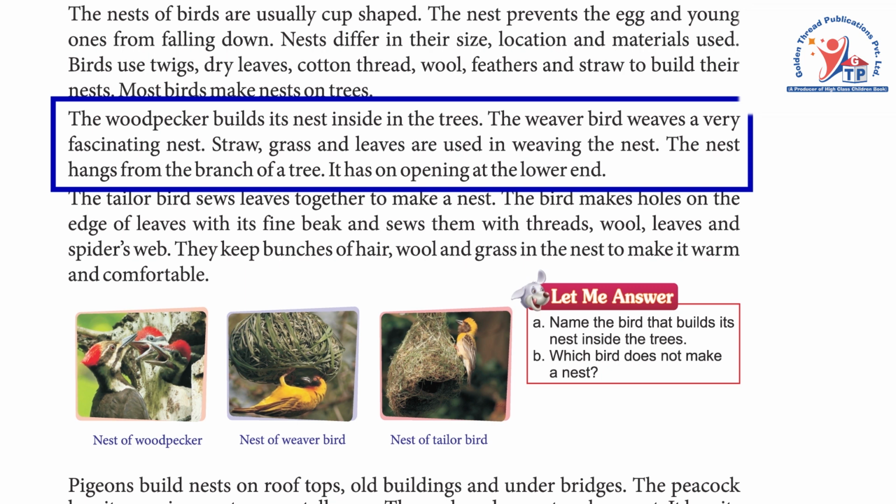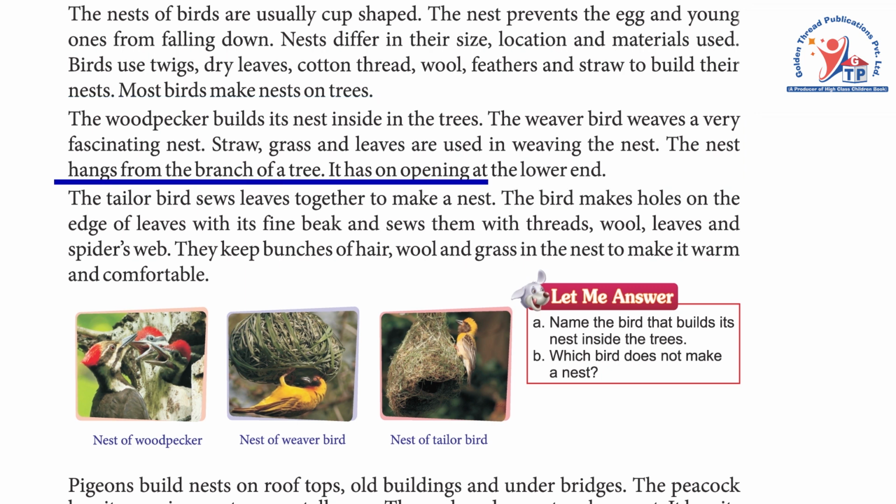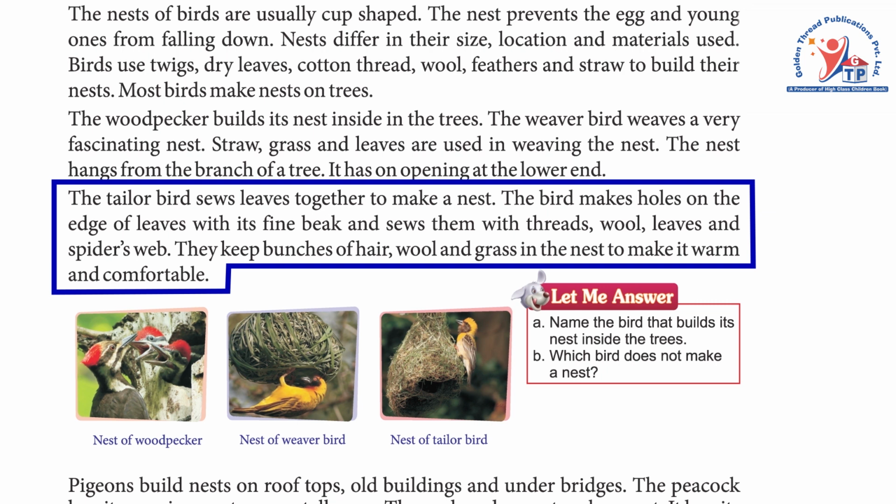The weaver bird weaves a very fascinating nest. Straw, grass and leaves are used in weaving the nest. The nest hangs from the branch of a tree. It has an opening at the lower end. The tailor bird sews leaves together to make a nest. The bird makes holes on the edge of leaves with its fine beak and sews them with thread, wool, leaves and spider's web. They keep bunches of hair, wool and grass in the nest to make it warm and comfortable.